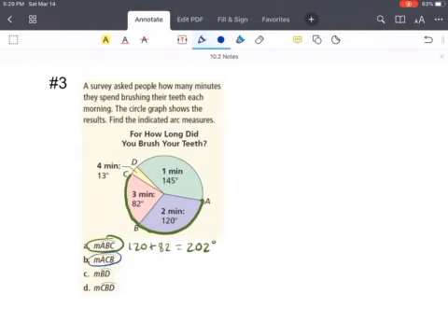For ACB, I got to hit C first, which currently is 145 plus 13, but then I need to also go to B, which is going to be plus 82 degrees, which is going to total 240 degrees.